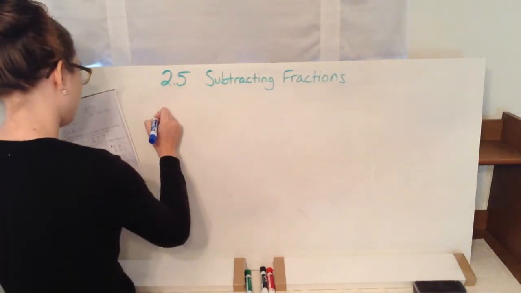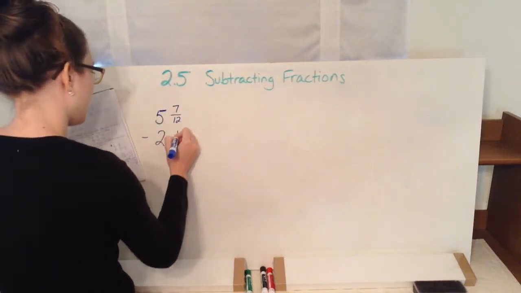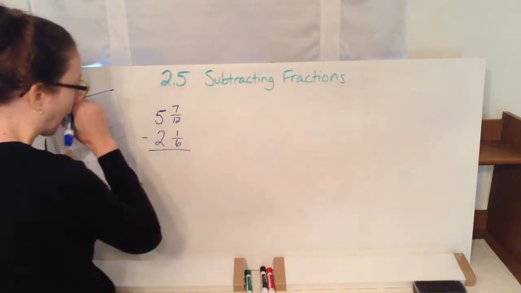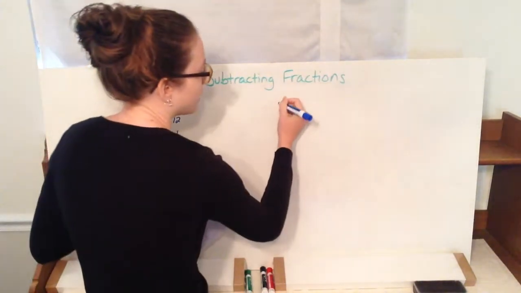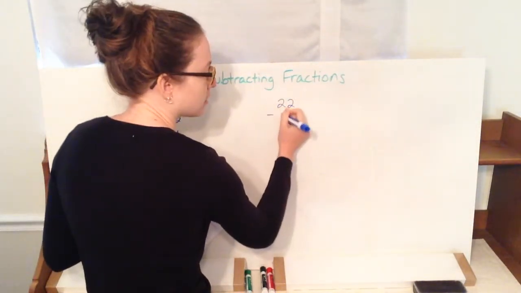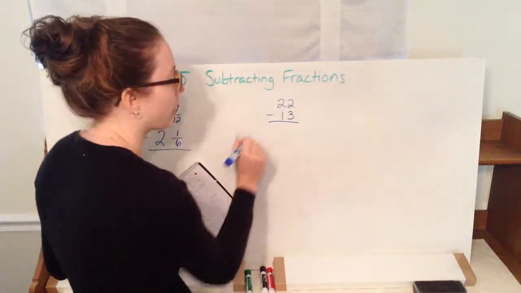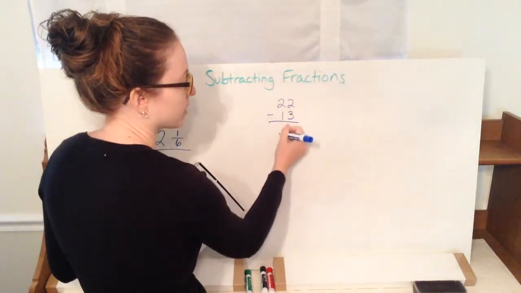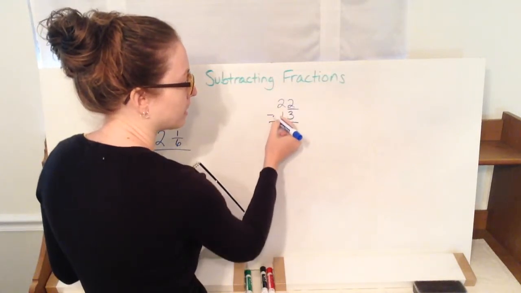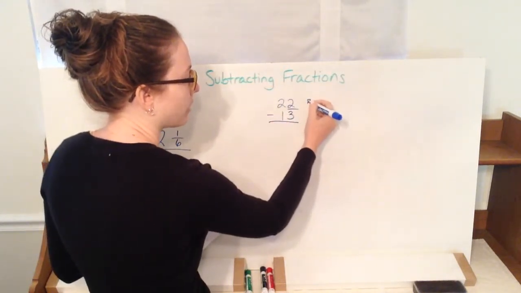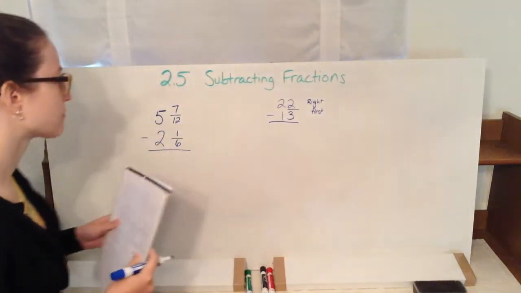If we have 5 and 7/12, and we're subtracting 2 and 1/6. Just like if we were doing a regular subtraction problem, like 22 minus 13. Where do I start with this? I always start on the right. I don't do 2 minus 1 first. I do this first. And if this number is smaller, I know I need to borrow. But keep in mind that we always do the right first when we're adding and subtracting.